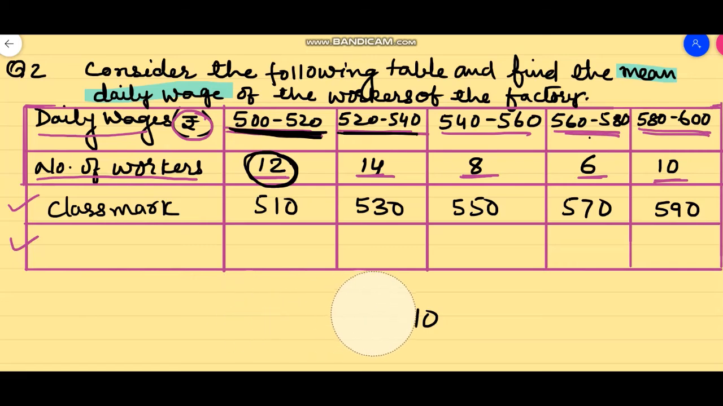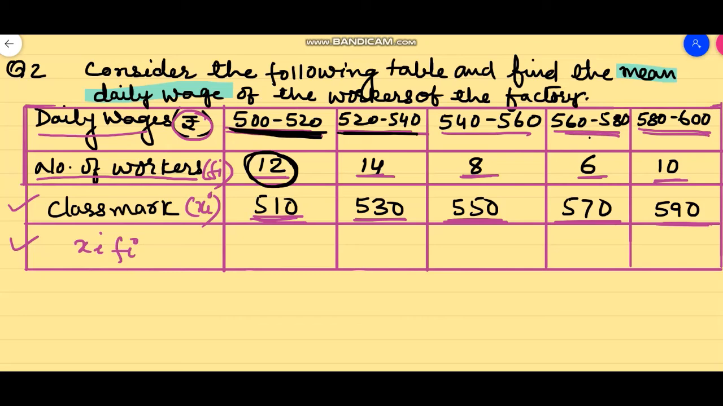Now that you have calculated the class marks of all the daily wages of the workers, what you have to do is calculate xi fi. Now what is xi and what is fi? fi is your number of workers and the class mark is your xi. First observation, x1 is 510, x2 is 530, x3 is 550, x4 is 570, and x5 is 590.